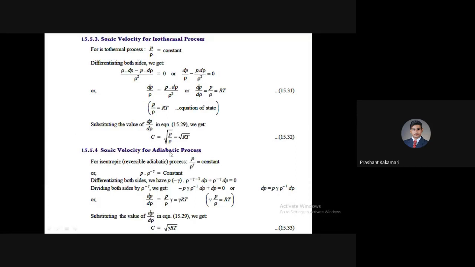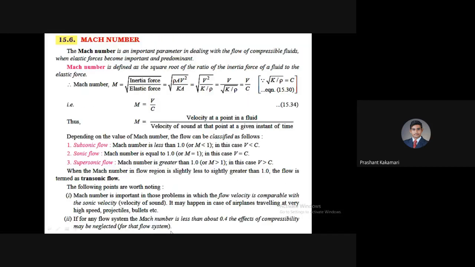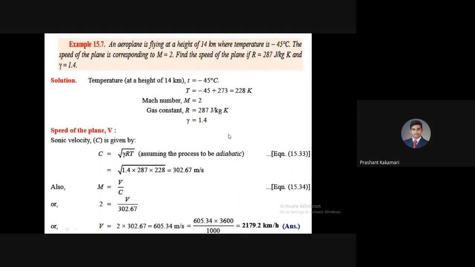Nothing is mentioned in the problem, but gamma is given, R is given, which means it is an adiabatic process. So by using this adiabatic process equation, I can relate the speed of the sound C with gamma, R, and temperature, which is also given in the problem. So we can solve for C equal to square root of gamma RT. Very simple.